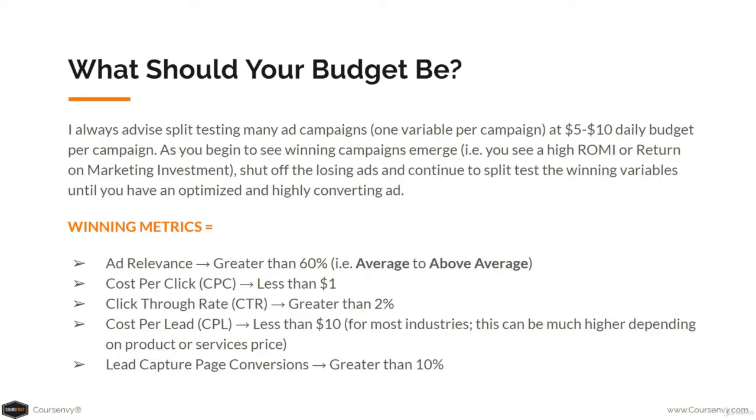First, ad relevance. Anything greater than 60%, which equals average to above average rating. You want your ad to be relevant to the audience you're targeting. Next, cost per click. Your cost per click should be less than $1. Next, click-through rate. Anything greater than 2% is your goal. Next, cost per lead. Less than $10 for most industries. This can be much higher depending on your product or service's price.